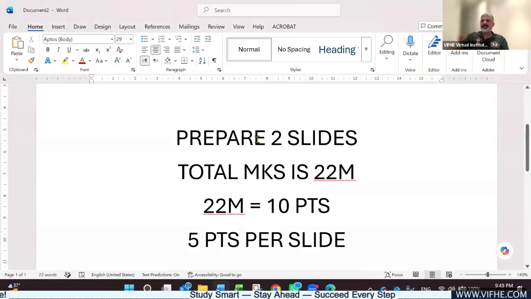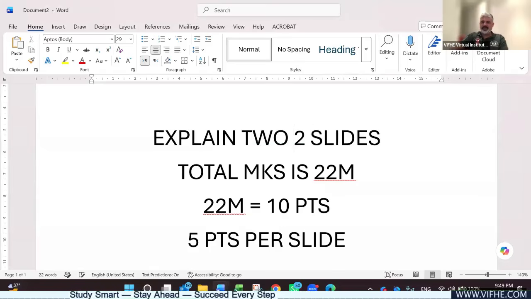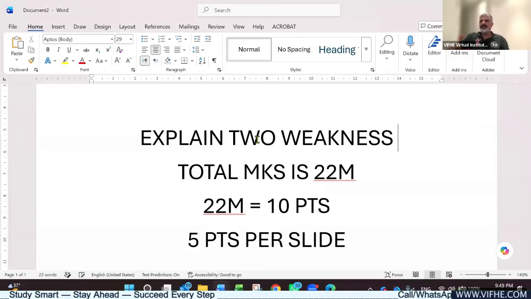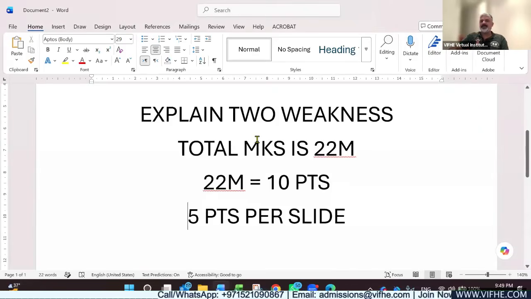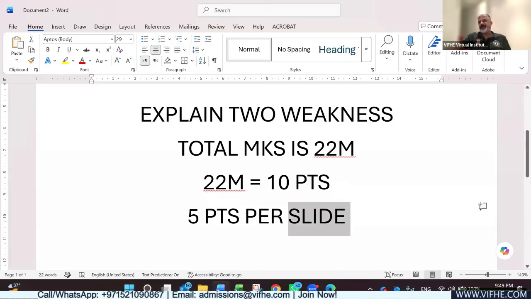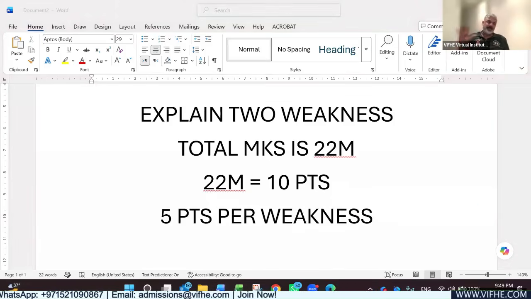Similarly, the examiner says explain 2 weaknesses. Total marks is 22, so we will give 10 points. So how many points per weakness? 5 points per weakness. Now clear? If the examiner is giving you the number of slides or the number of weaknesses, then you will allocate marks per slide or per weakness. Okay, done.